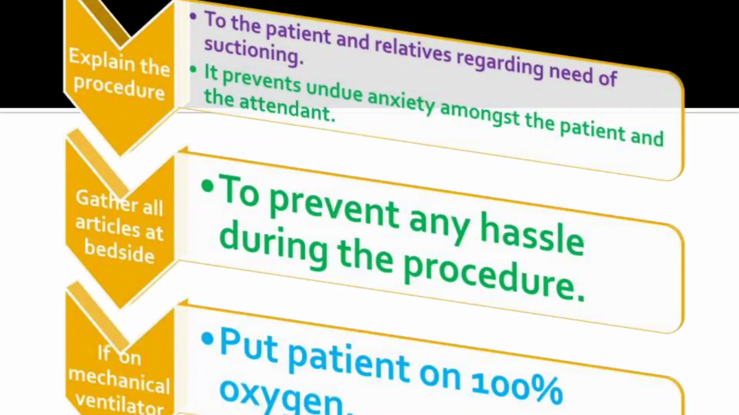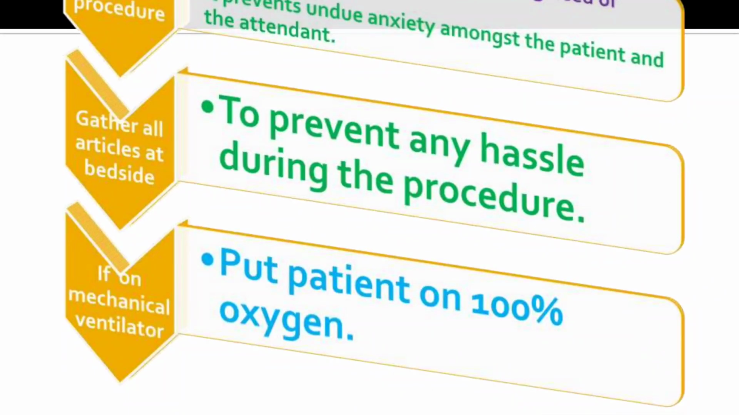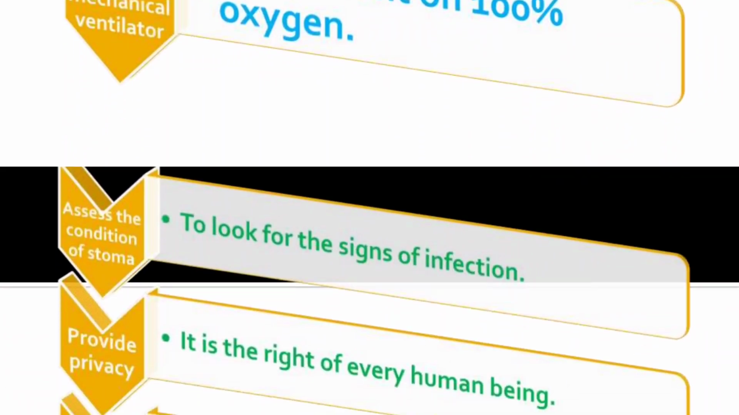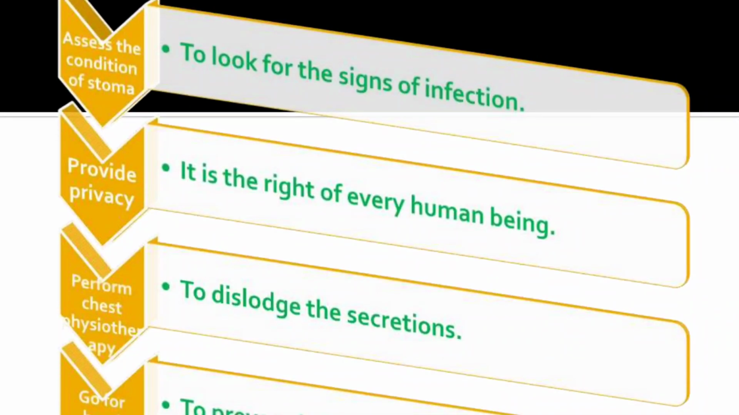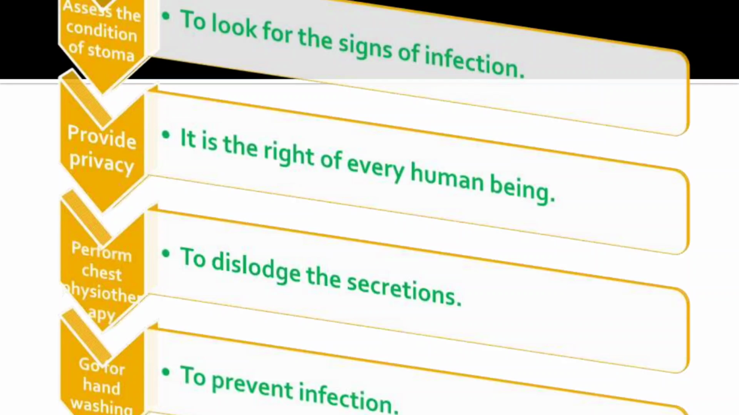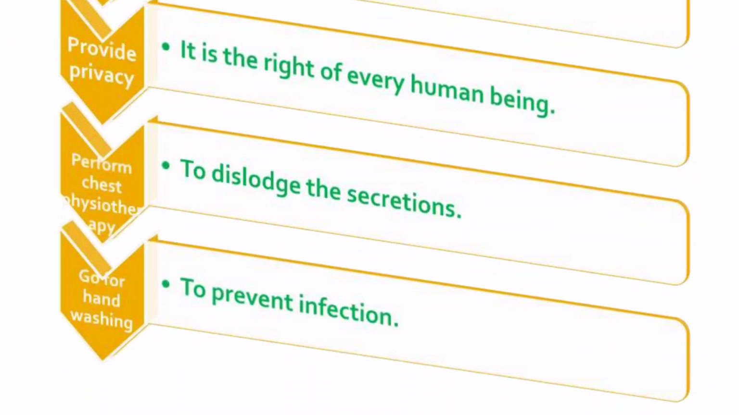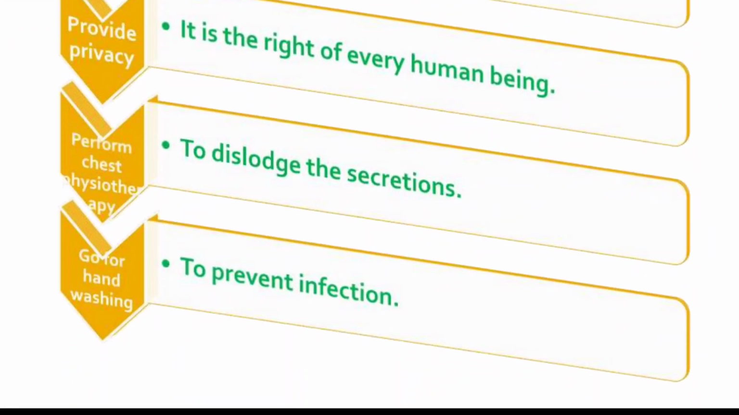Gather all articles at bedside to prevent any hassle during the procedure. If on mechanical ventilator, put patient on 100% oxygen. Assess the condition of the stoma to look for signs of infection. Provide privacy. It is the right of every human being. Perform chest physiotherapy to dislodge the secretions. Go for hand washing to prevent infections.